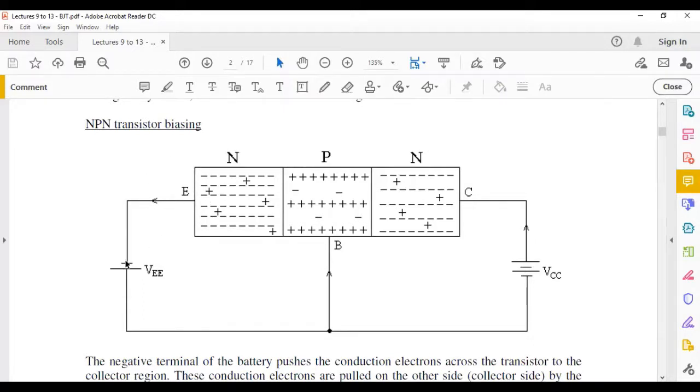Now, why negative? To repeat that, you would want to push these electrons in the emitter, which is an N-type. So to push the electrons, you have to connect negative. The negative sign here, the polarity, is going to push electrons because electrons are negative. So if you connect a negative, that's going to push it. And then you would have to have a positive here to attract it.